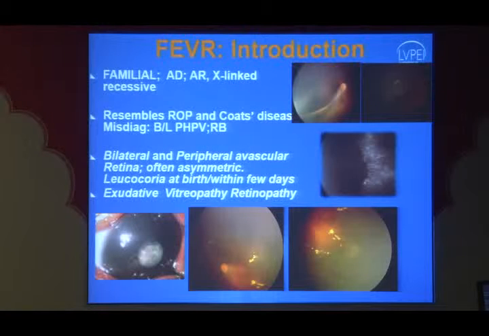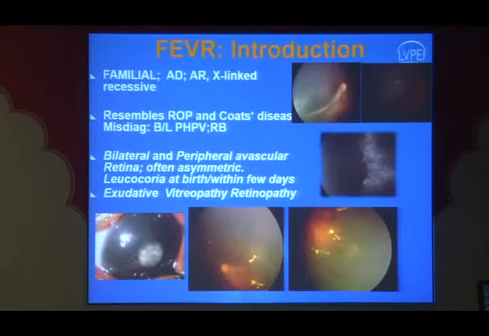Coming to FEVR, it's an autosomal dominant, recessive or X-linked recessive familial condition. It resembles ROP and Coats, and many of these get misdiagnosed as bilateral Coats or bilateral PHPV or as retinoblastoma and get enucleated. The hallmark of this condition is that it's almost always bilateral, very rarely unilateral. It can be asymmetric, as you see here. This eye has a fold, whereas this eye has just a little avascular retina, if you see it very carefully.